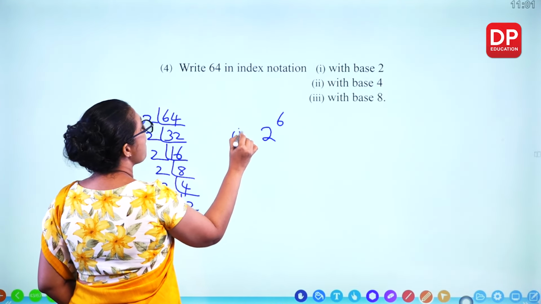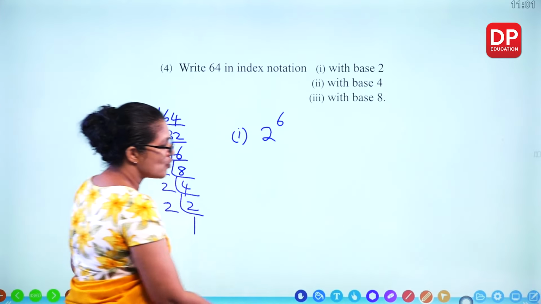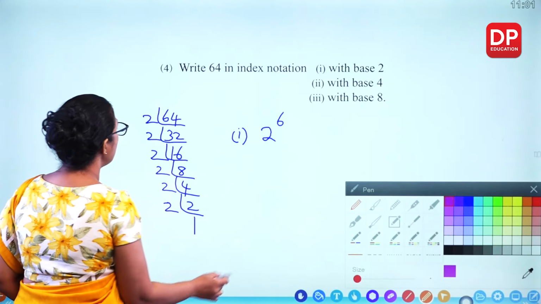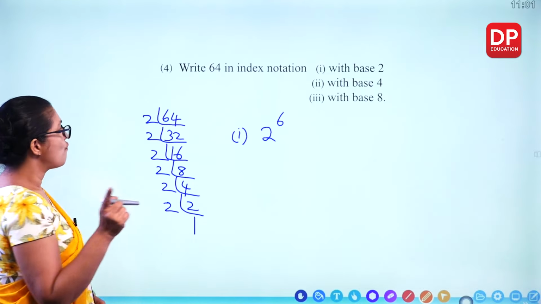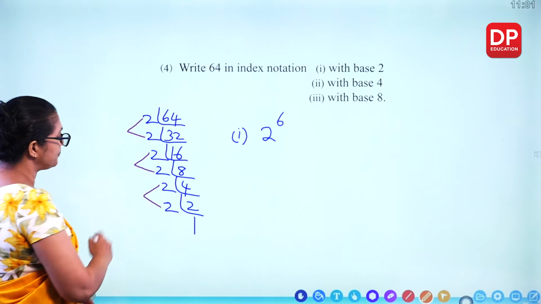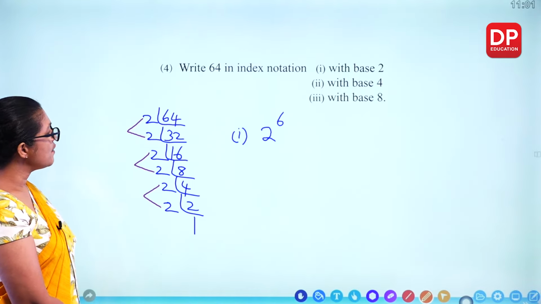Now how can you find with base 4? So you can check how many 4's are there. We know 2 times 2, 4. Here we can check how many 4's are there. How many 4's? You can get 3 4's.